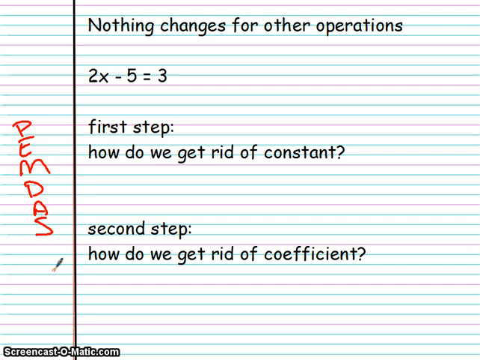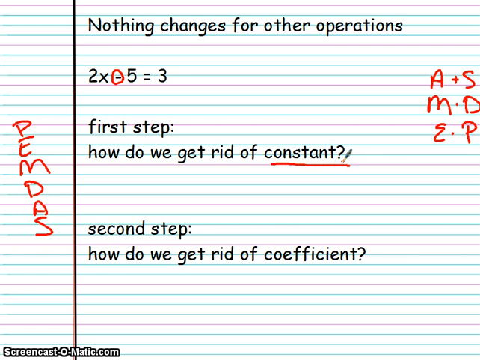And that's usually going to involve addition or subtraction. So we're going to do addition and subtraction first, multiplication and division next, and then we're going to clear the exponents and parentheses. So it's going to be almost reverse PEMDAS if you think about it this way. So let's do the constant first.